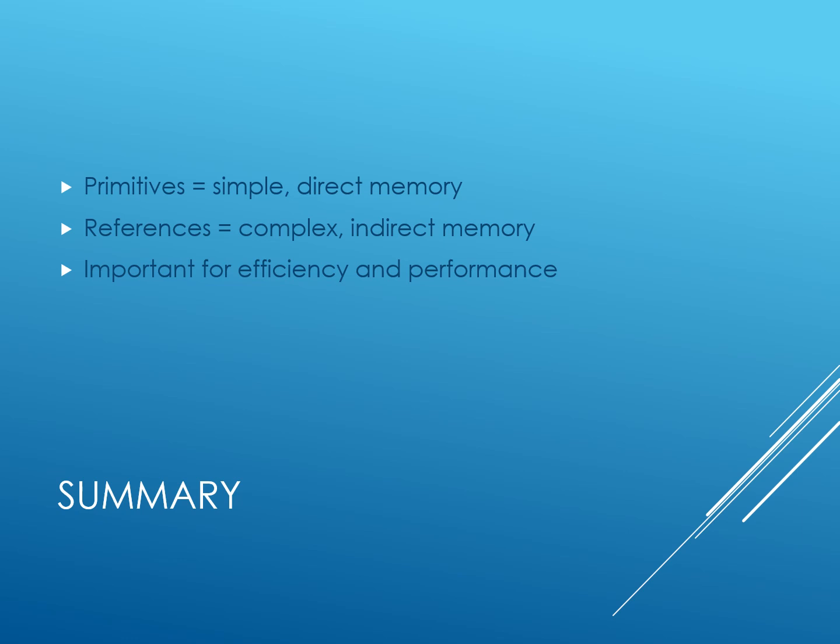In summary, the primitive types in Java are simple and they use direct memory access. They are stored in the stack and accessed quickly. But the reference types, unlike the primitive, are more complex. They store memory addresses in the stack while the actual object lives in the heap. By understanding the primitive and the reference types, we are able to write more efficient programs, and we know how memory is managed and accessed between the both of them. Thank you.